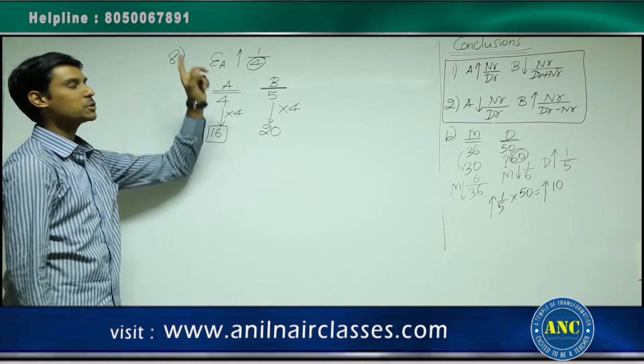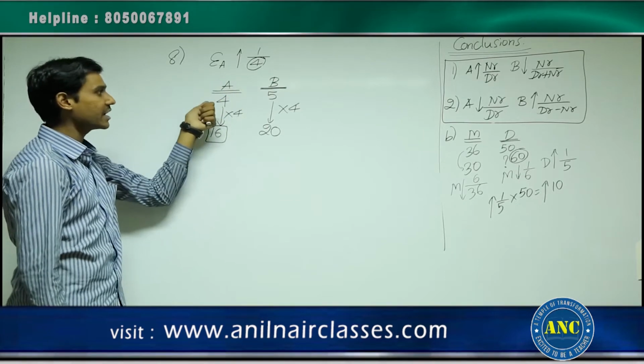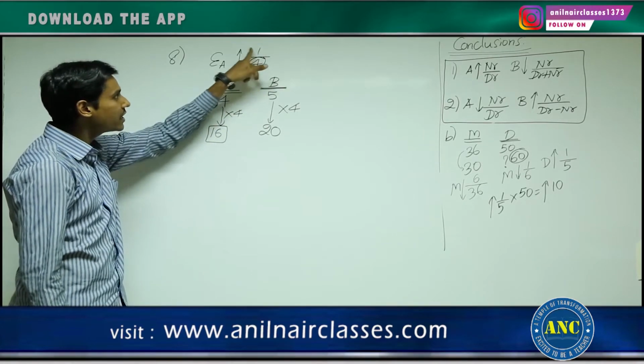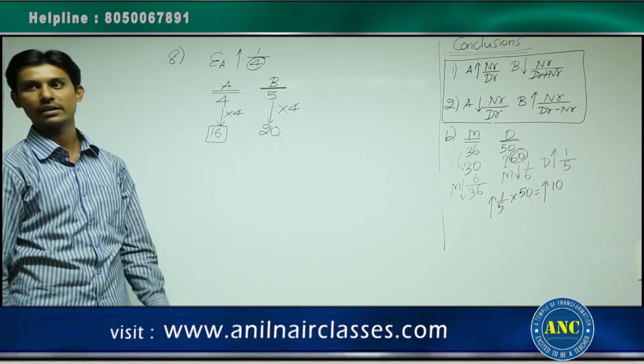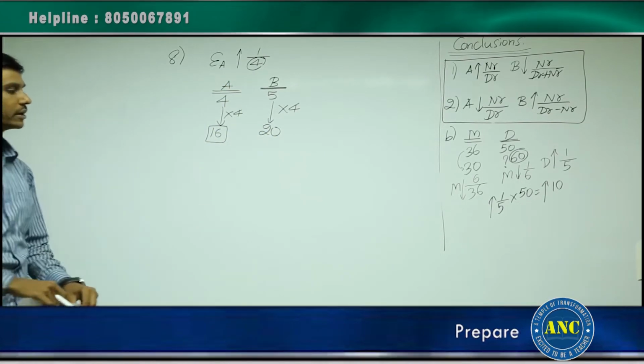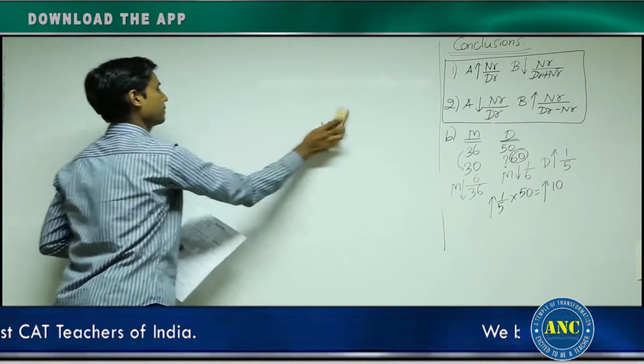Understanding? Which person is spoken about initially? That refers to your denominator. A is taking 4 days. B is taking 1 day more than 4 days. B will take 5 days. According to the question, B is taking 20 days. 5 into 4 is 20. 4 into 4 is 16. Answer is 16. Please see here.